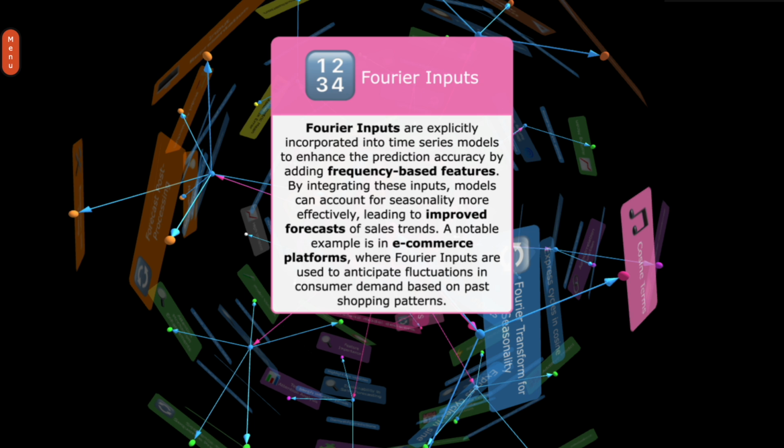Fourier inputs are explicitly incorporated into time series models to enhance the prediction accuracy by adding frequency-based features. By integrating these inputs, models can account for seasonality more effectively, leading to improved forecasts of sales trends. A notable example is in e-commerce platforms, where Fourier inputs are used to anticipate fluctuations in consumer demand based on past shopping patterns.